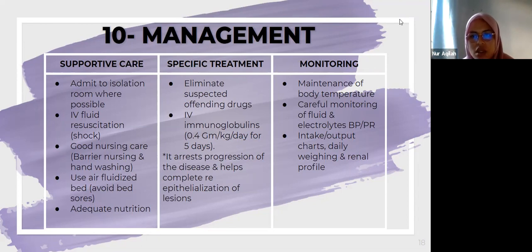And then we need to also monitor the patient, always monitoring their body temperature, fluid and also electrolytes based on their blood pressure and pulse rate. And then we also need to monitor their intake and output charts, as well as daily weighing and renal profile.